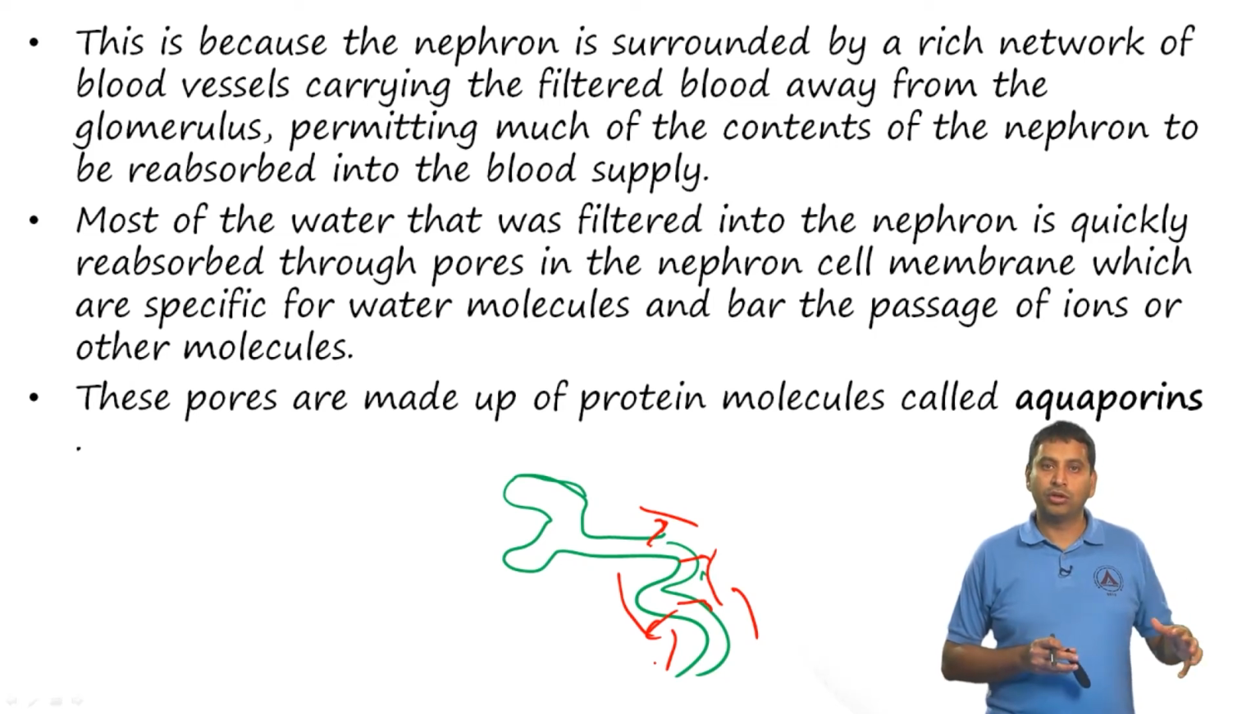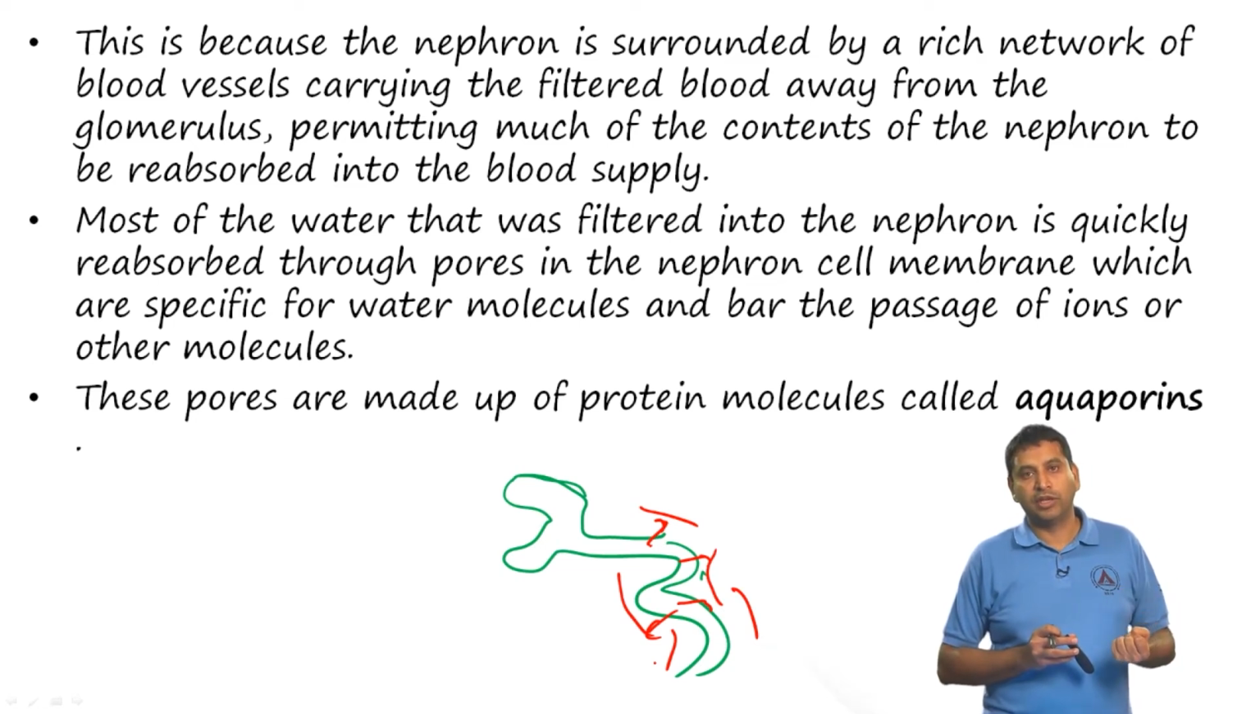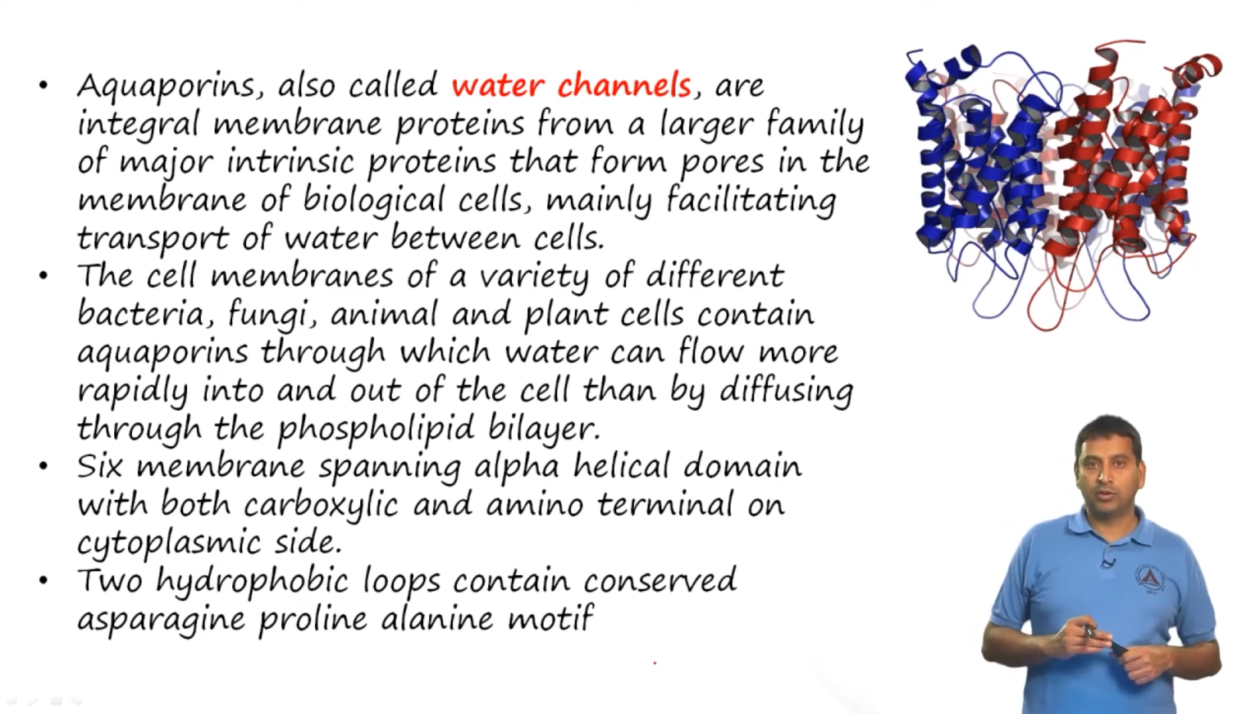So most of the water that was filtered into the nephron is quickly reabsorbed through these pores in the nephron cell membrane, and these are very specific for water molecules, and they prevent the passage of ions or other molecules, and these pores are called aquaporins. Let's understand a little bit about these aquaporins.